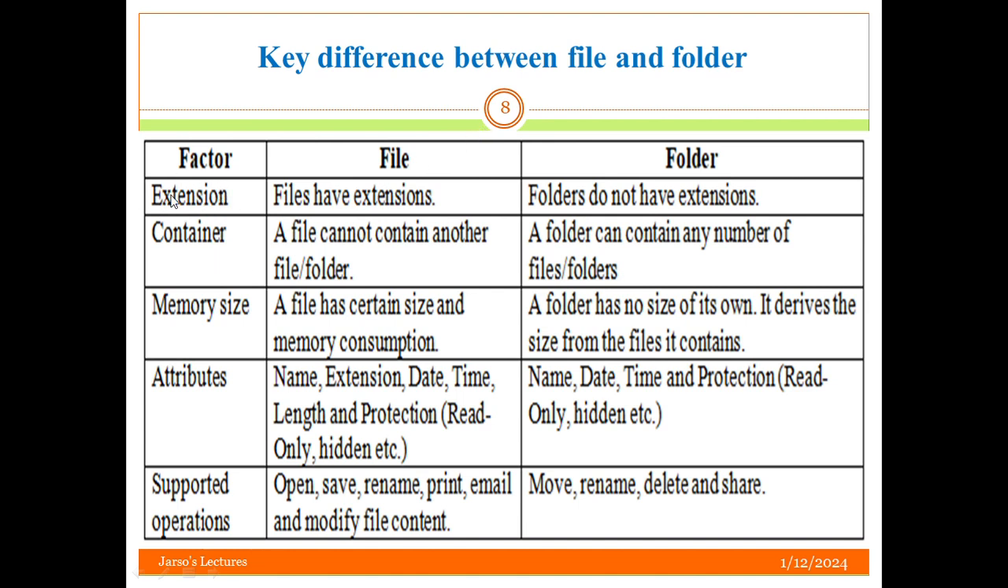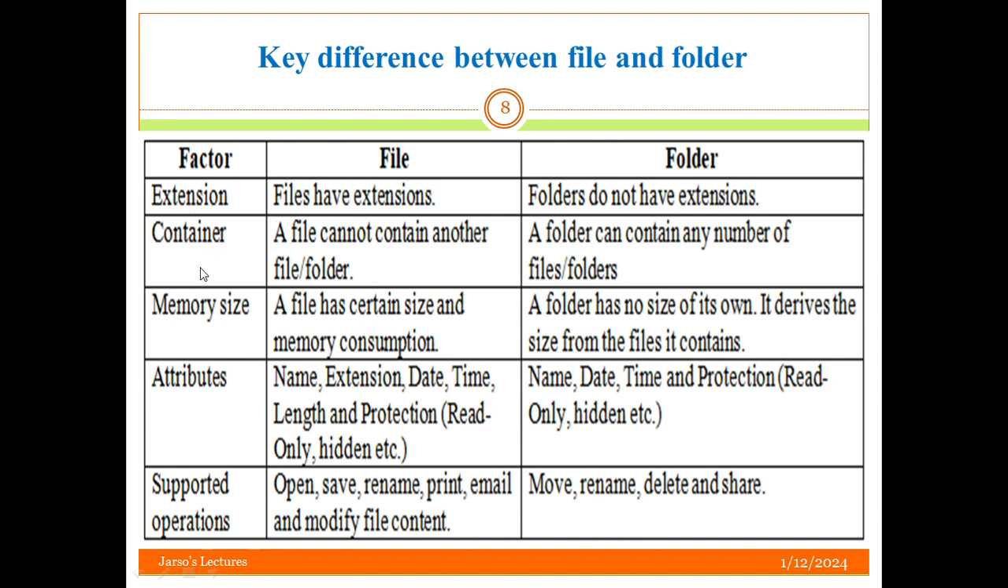Extension is one of the factors to differentiate a file from a folder. Each file has its own file extension according to its type. For example, an image file can have its own file extension, but an image can have many file extensions, but a folder does not. Folders do not have extensions.